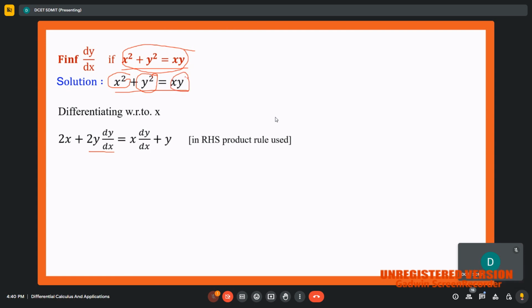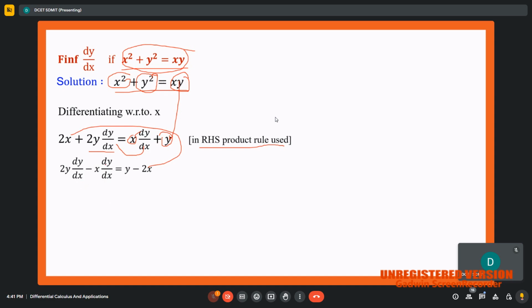Now x into y is there, so we have to apply the product rule here. X is kept constant, differentiation of y with respect to x is dy by dx, plus y is kept constant, differentiation of x with respect to x is 1. In the RHS, we have applied the product rule. Now simplification here, I'll bring dy by dx to one side, that is 2y minus dy by dx. X into dy by dx is taken to the left hand side, that becomes minus x dy by dx. Y here only, this 2x I'll take to the right hand side, that becomes minus 2x.